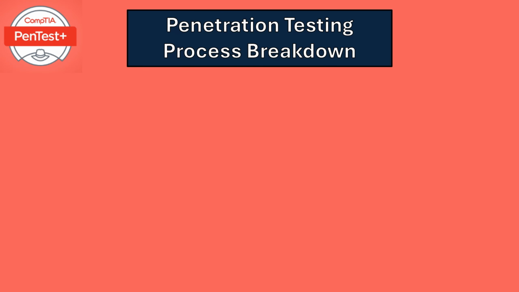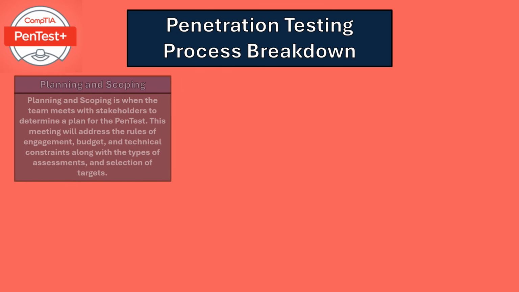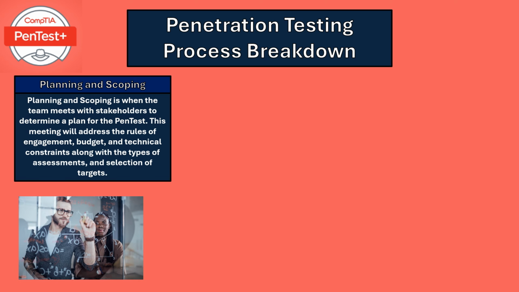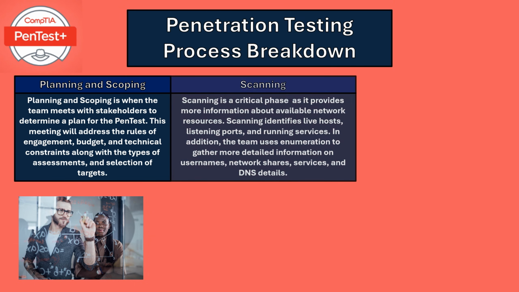Let's further break down the penetration testing process. First, we have planning and scoping. Planning and scoping is when the team meets with the stakeholders to determine a plan for the pen test. This meeting will address the rules of engagement, budget, and any technical constraints, along with the types of assessments and selection of targets.